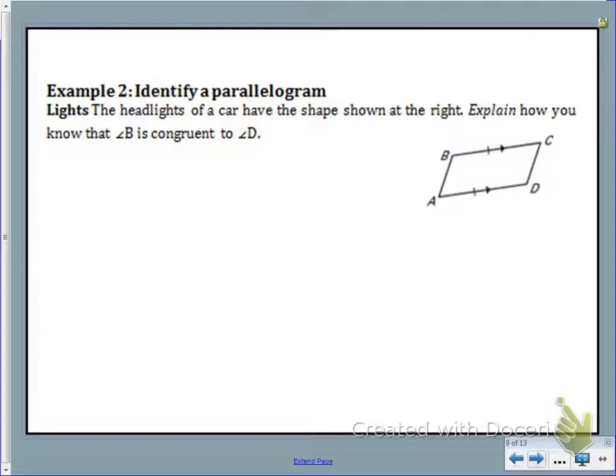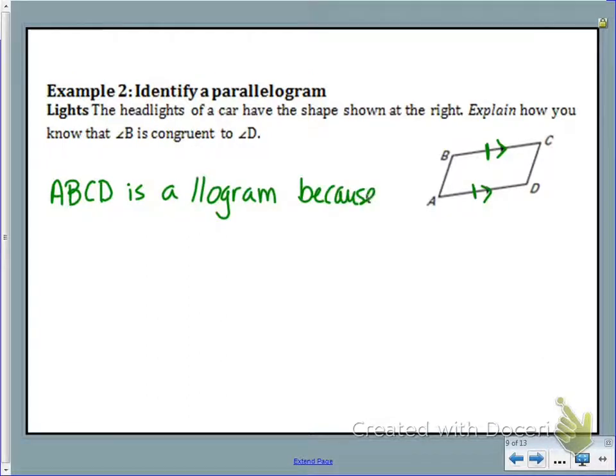Well, at first glance, we know that this is a four-sided figure. So clearly it's a quadrilateral. But they tell us that the opposite sides, BC and AD, are congruent. They also tell us that they're parallel. And if we can show just one pair of opposite sides to be both congruent and parallel, then this is not just a quadrilateral, but a parallelogram. So let's state that. ABCD is a parallelogram. That's our claim. Now we need support.